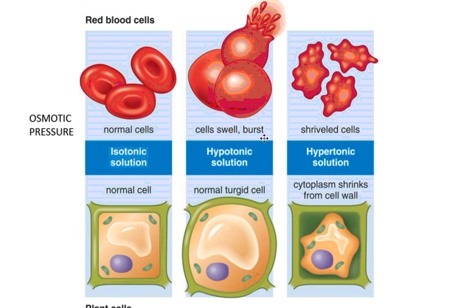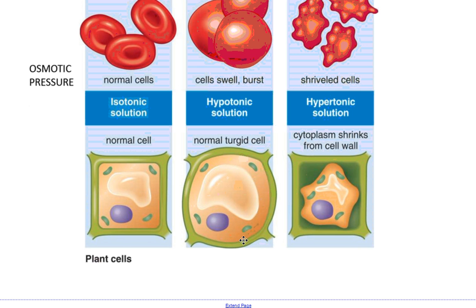If you put a cell in a hypotonic solution, meaning if you were to take like a bacteria and just put it in fresh water, well, there's more solute inside the bacteria than there is outside, and so water will attempt to rush into the cell, and it will actually cause the cell to burst. With plant cells, they won't burst because of their cell wall until they become turgid.